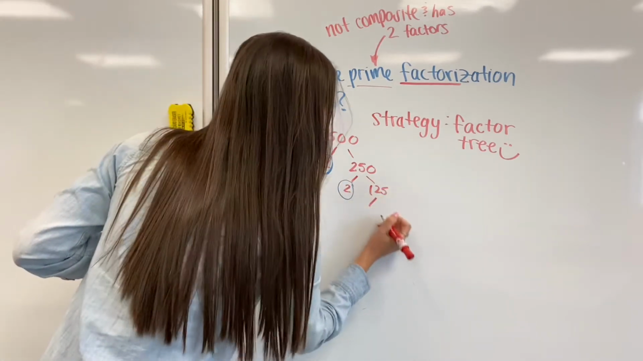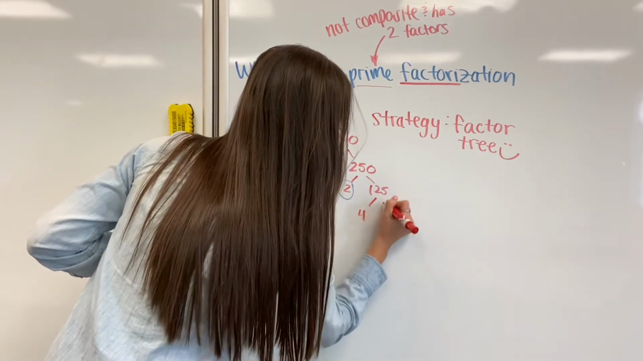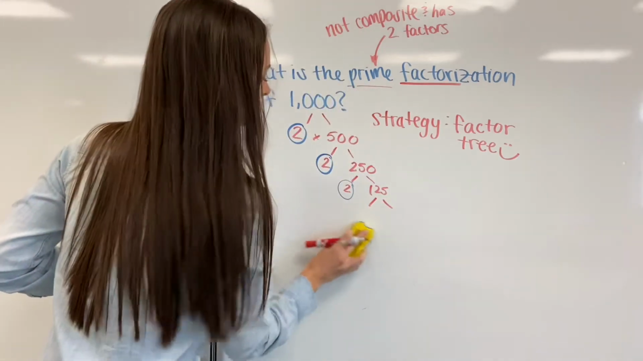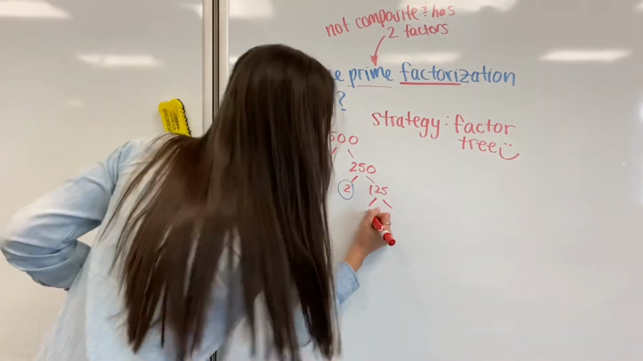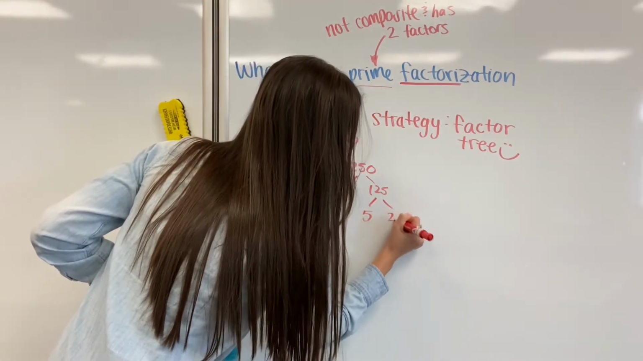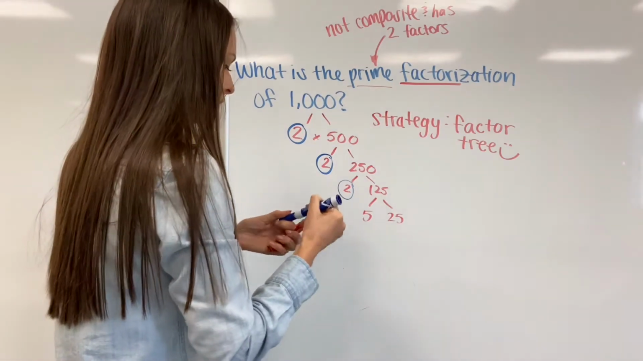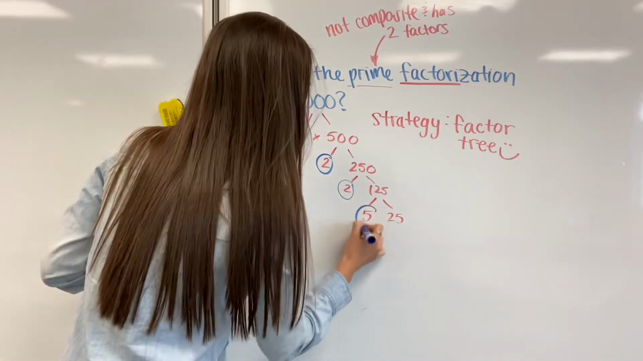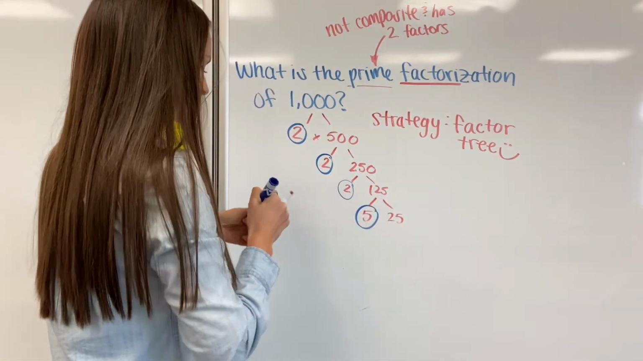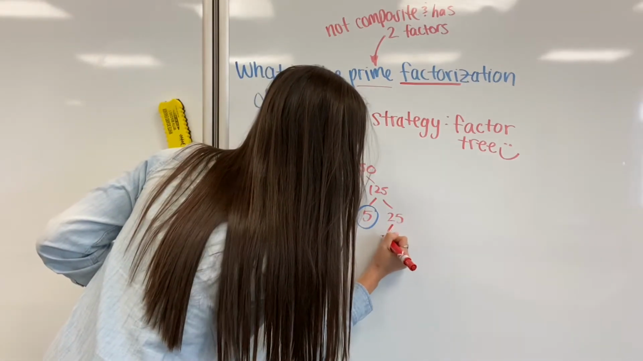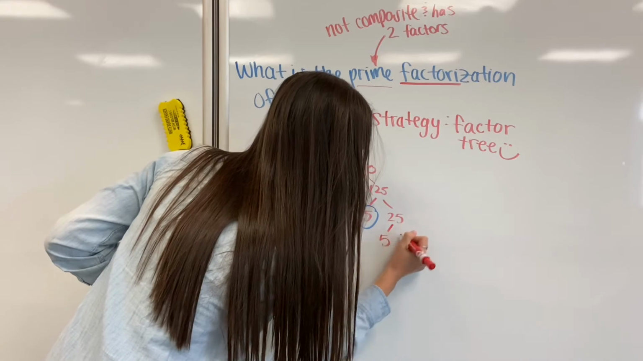125 could be 4 times, or I'm sorry, scratch that. It could be 5 times 25. 5 is prime, I'm going to circle it. 25 is composite, I'm going to decompose it. So 25 could be 5 times 5.